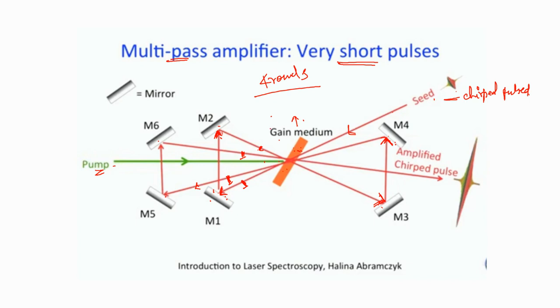Meanwhile, this pump is doing the function of pumping, and that is the amplification. Each time it passes through the gain medium, there is an increase in intensity, and we get the amplified chirped pulse. One point to note is that if the incident beam is a chirped one, the one we get in the output is also a chirped pulse, not an unchirped pulse. Got it?